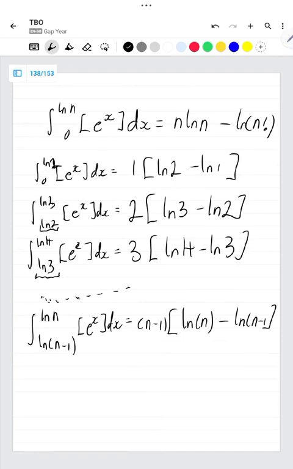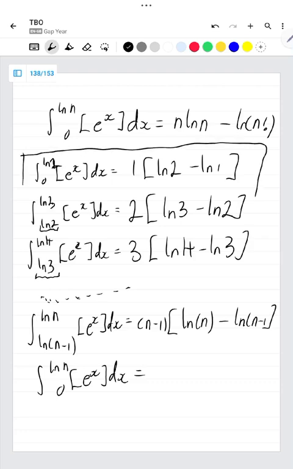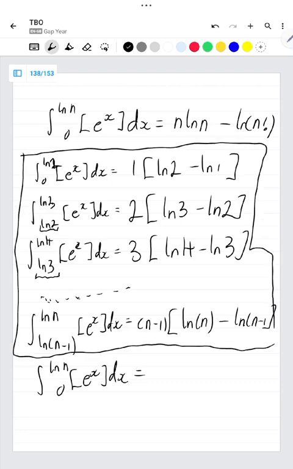Which means this integral between log n and 0 will be just the sum of all these integrals. Okay, right, so basically it's the sum. Now I need to manipulate this. So if we add the first two, we don't get any cancellations.